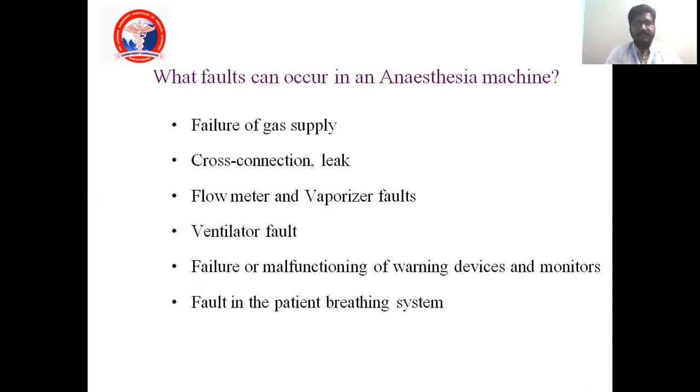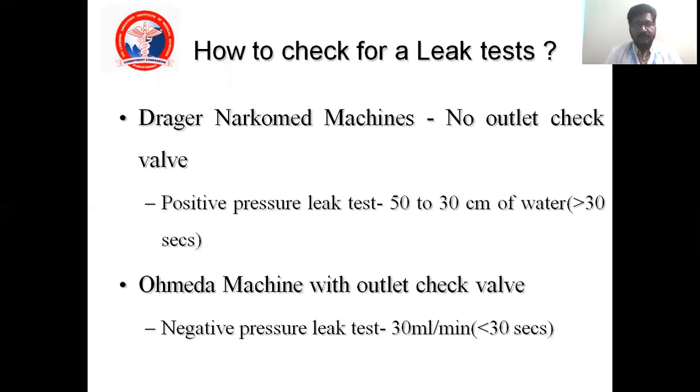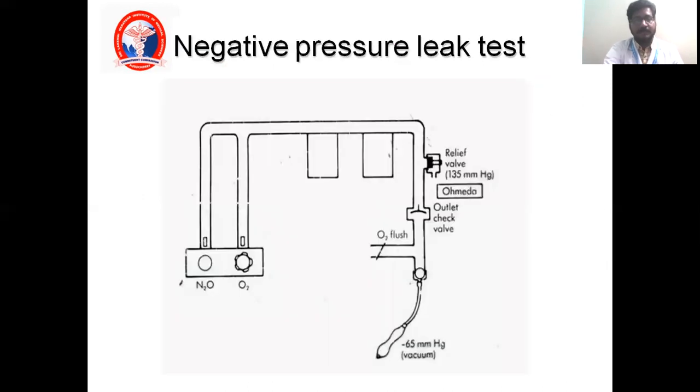So there comes the checklist. How to check the anesthesia machine prior to starting a case. We have to check for a leak test. In Draeger machines, there is no outlet check valve. The positive pressure leak test at 30 centimeters of water for more than 30 seconds is performed. And in Datex Ohmeda machines with the outlet check valve, the negative pressure leak test or universal leak test is performed, at 30 liters per minute and less than 30 seconds. This is the negative pressure leak test or universal leak test.